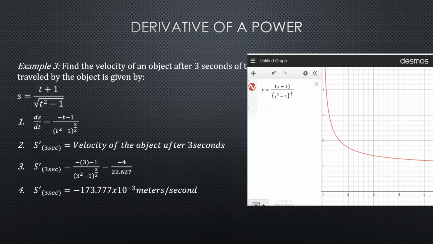So now that we've got the derivative of the function, ds/dt, we want to find f prime, or in this case s prime, at 3 seconds. That's going to be equal to the rate of change, which is the velocity of the object at 3 seconds. So you can see now we've put the 3 in and we're solving for s prime at 3 seconds, and we get s prime at 3 seconds equal to minus 173.777 times 10 to the minus 3, and these would be meters per second.